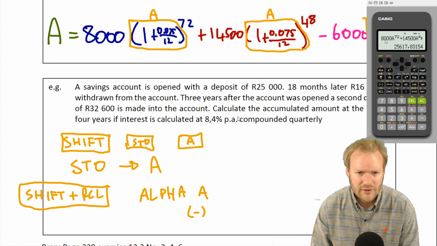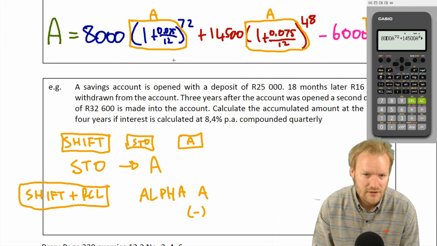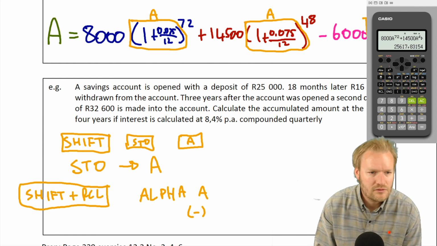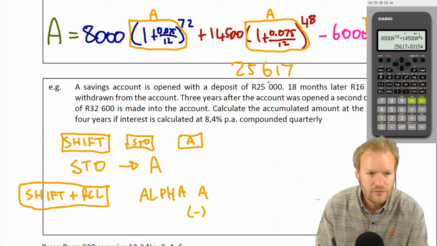If we made a mistake and wrote in too many zeros here or something, it would be easy to keep track of, oh, this part was that first part, etcetera. So we've got 25,617 and 83 cents.